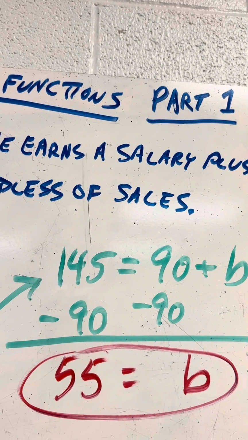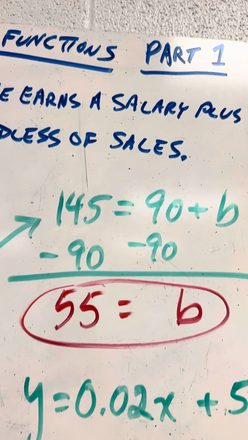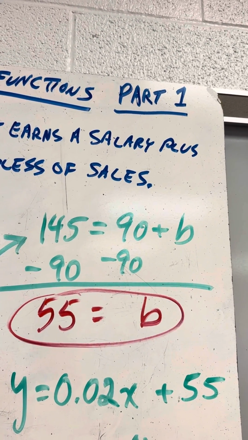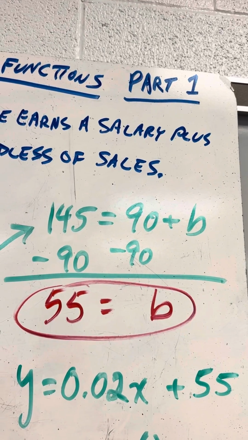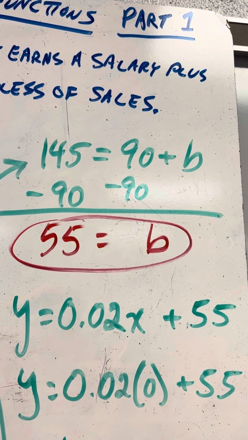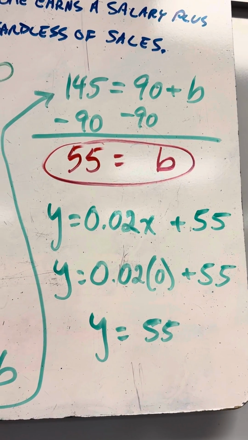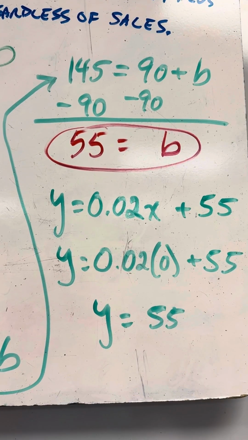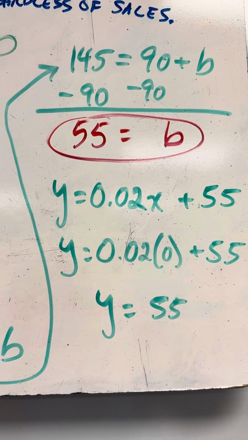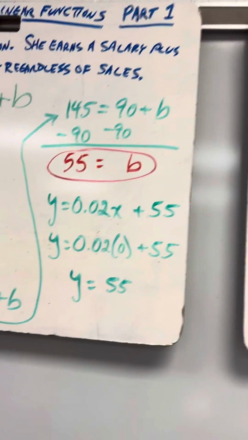In these problems, we're basically just looking for B, because when you put in Y equals 0.02X plus 55, the assumption is 0 were sold. And 0.02 times 0 is 0, so Y would be 55. In every one of these problems, X is going to be 0. You sold 0 computers in this case. Let's look at the next example.